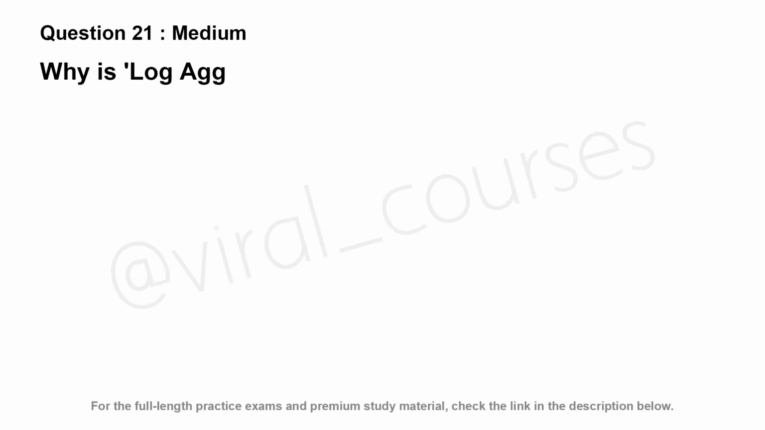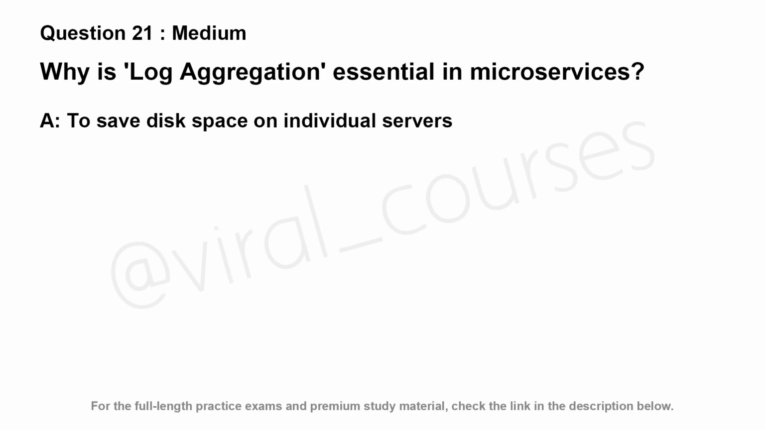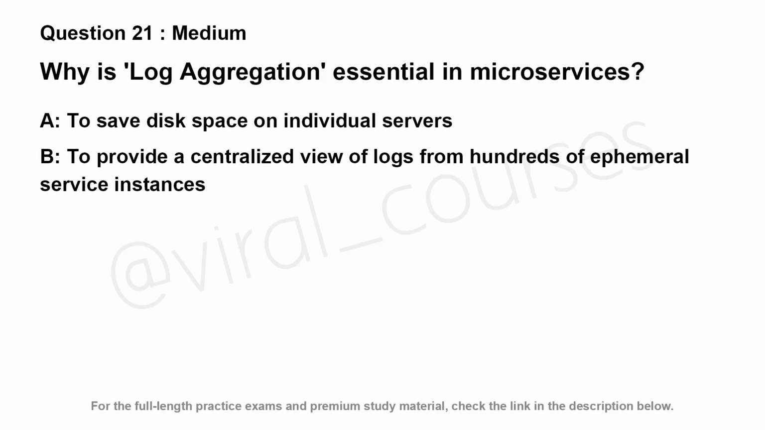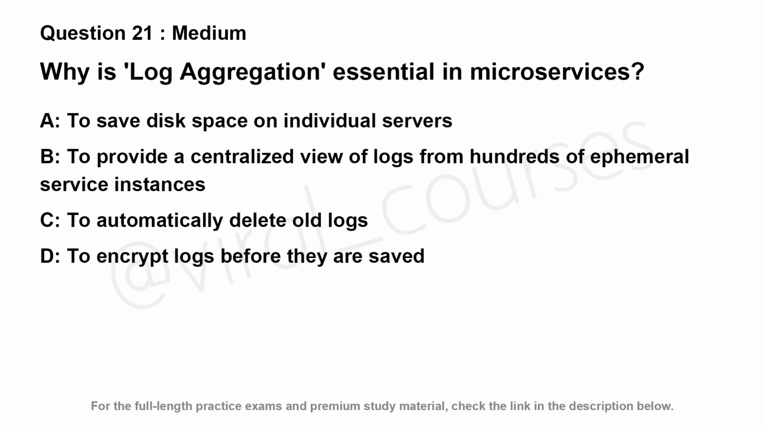Why is log aggregation essential in microservices? Option A, to save disk space on individual servers. Option B, to provide a centralized view of logs from hundreds of ephemeral service instances. Option C, to automatically delete old logs. Option D, to encrypt logs before they are saved.